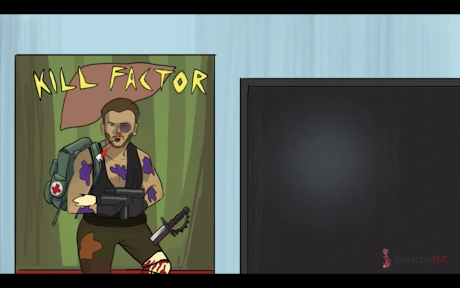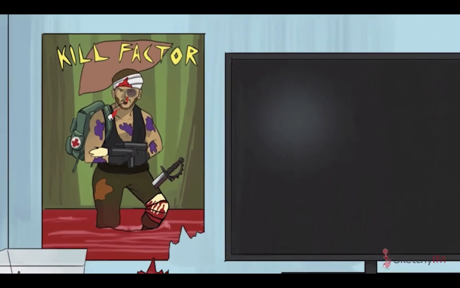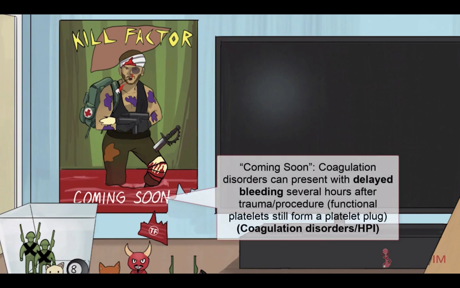Spontaneous or post traumatic intracranial hemorrhage is a rare but potentially fatal complication of coagulation disorders. Patients will present with neurologic deficits, headaches, and or altered mental status. Because normal platelet function still allows for the formation of a platelet plug, coagulation disorders may present with delayed bleeding several hours following trauma or an invasive procedure, for example.